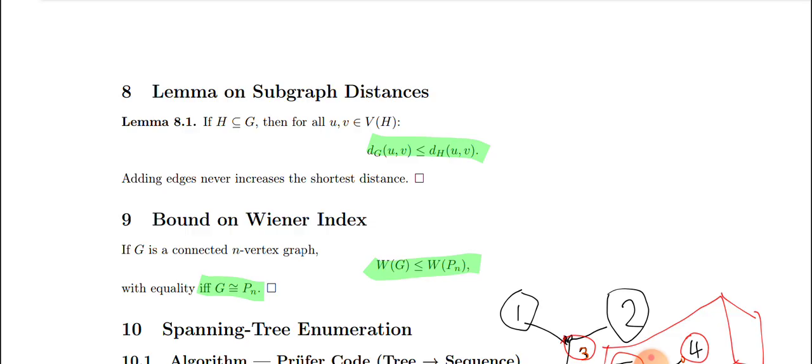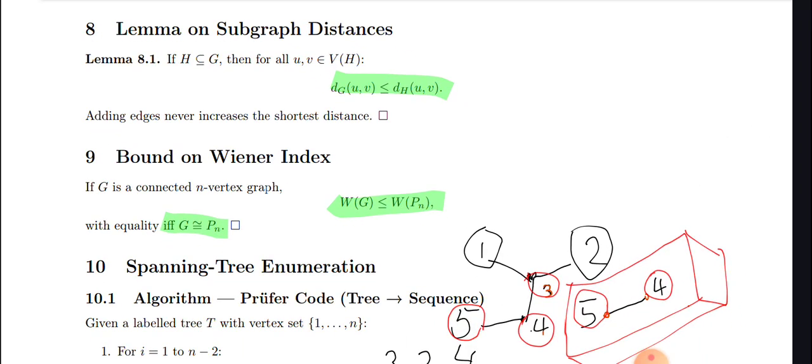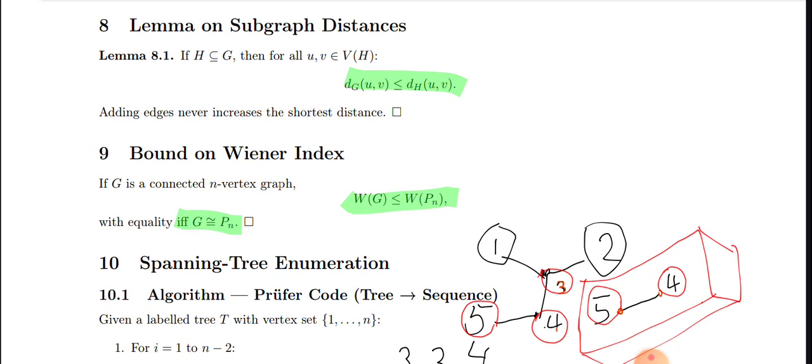Now moving beyond trees, how does adding edges affect distance in a general graph? That brings us to a really fundamental distance inequality for subgraphs. It's lemma 8.1 or 17.9. If you have a subgraph H that's contained within a larger graph G, then the distance in G is always less than or equal to the distance in H. Adding edges never increases the shortest distance. It can only create shortcuts.